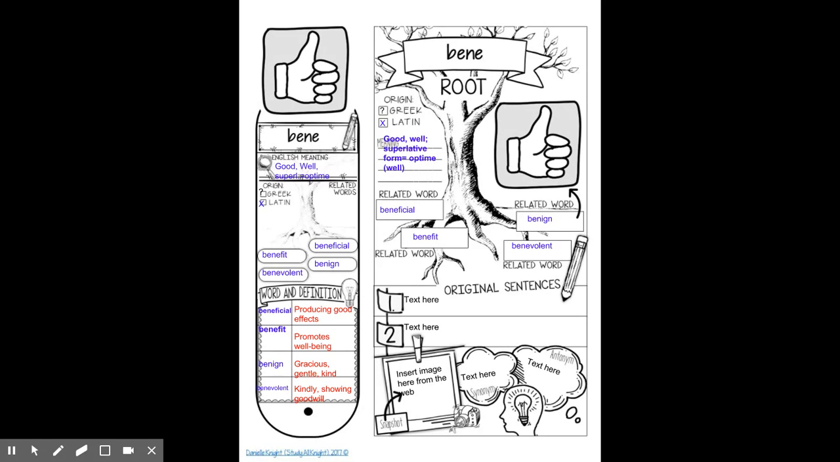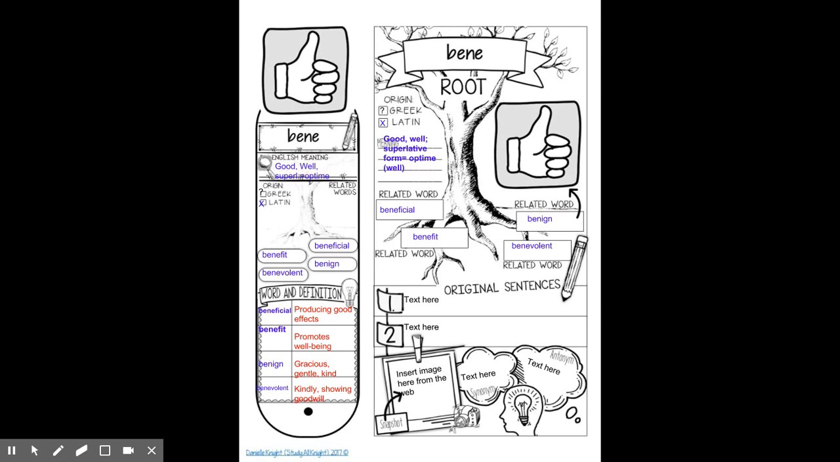For English, we have lots of words with the B-E-N-E root in it. Beneficial, benefit, benign, benevolent. And you've probably heard a lot of these. Beneficial, of course. The reason why I'm putting these in here is because they're similar in meaning, but just different enough that they can be used in different contexts for meaning.